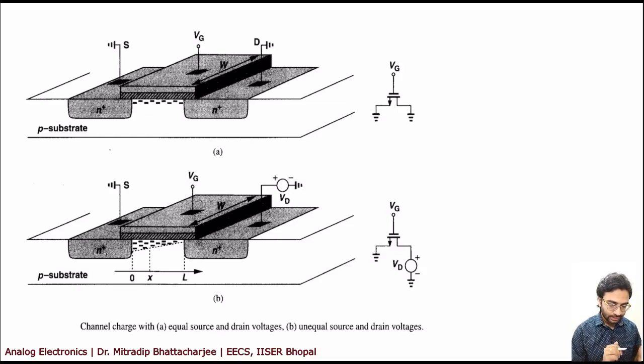This is the basic structure of a MOSFET. You have two n plus regions, which are known as source and drain. Then you have a gate terminal, which is on top of an oxide, and this is your channel region. You have another terminal called bulk or substrate, which we generally keep grounded. We put a ground on this terminal.